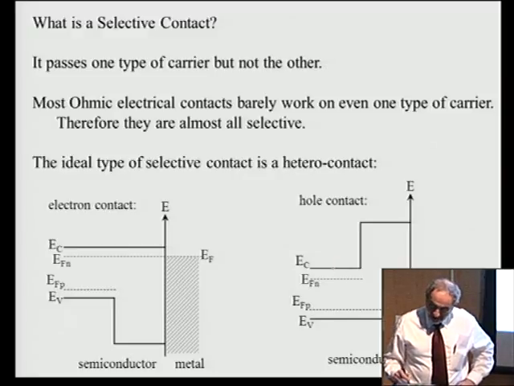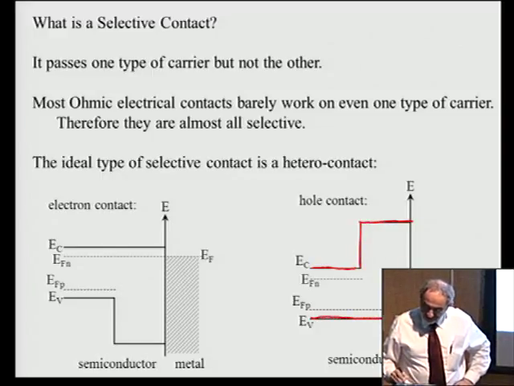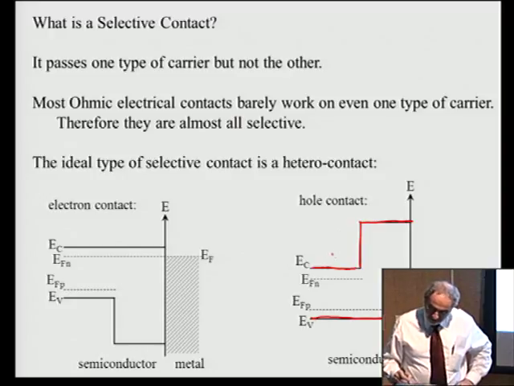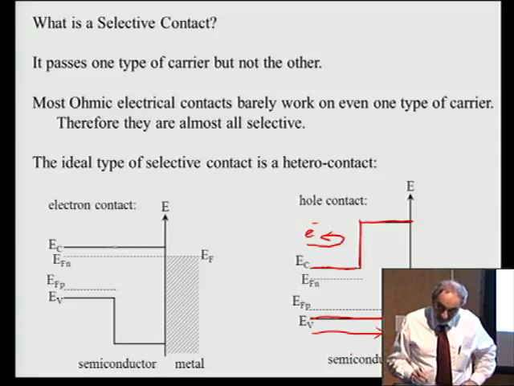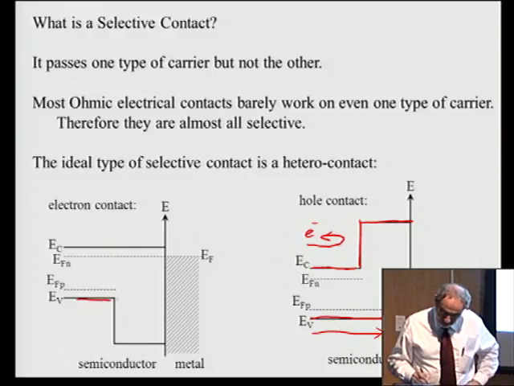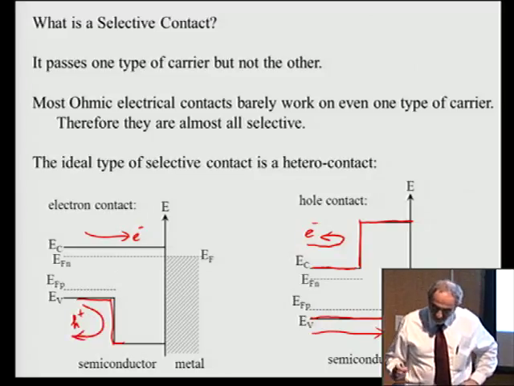Let's say you had a heterostructure, which is very common. So you have something with a bigger band gap, and the change in band gap all occurs in the conduction band. So if you have electrons here, they get reflected. The electrons get reflected because there's this big barrier. On the other hand, the holes go straight through. Now you have a selective contact to holes. Likewise, you could have it the other way around, where the electrons go straight through and the holes just get turned around.